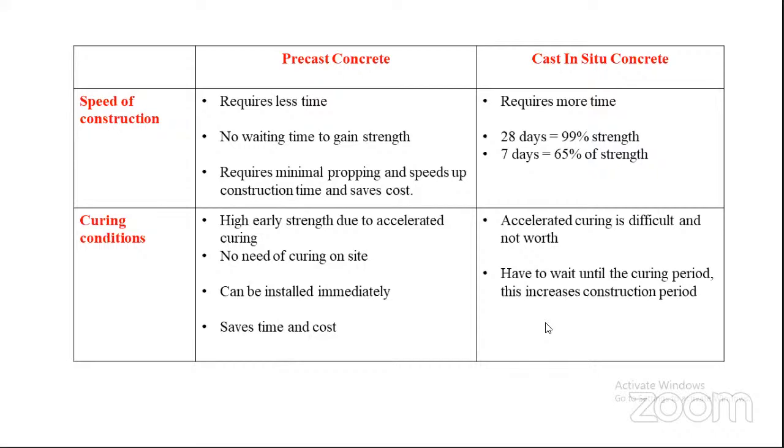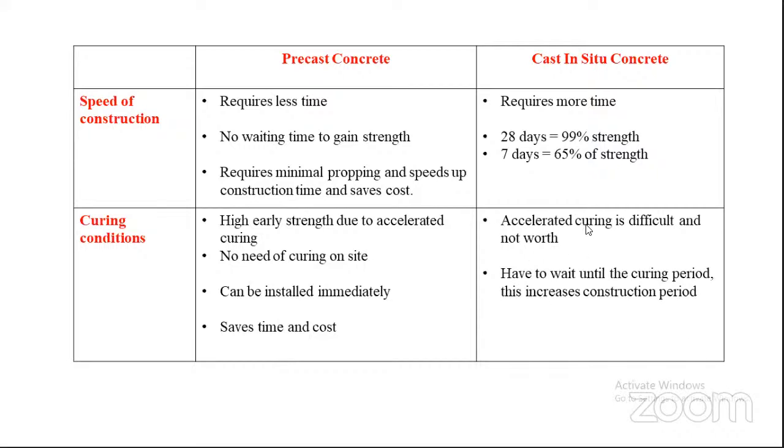So next is curing condition. In the construction industry, curing takes the major time in project completion. In the precast concrete method, the curing condition can be controlled in a factory. Hence, high early strength can be achieved by accelerated curing. So there is no need for curing on site. It can be immediately installed. Therefore, it saves the time and cost of the construction also.